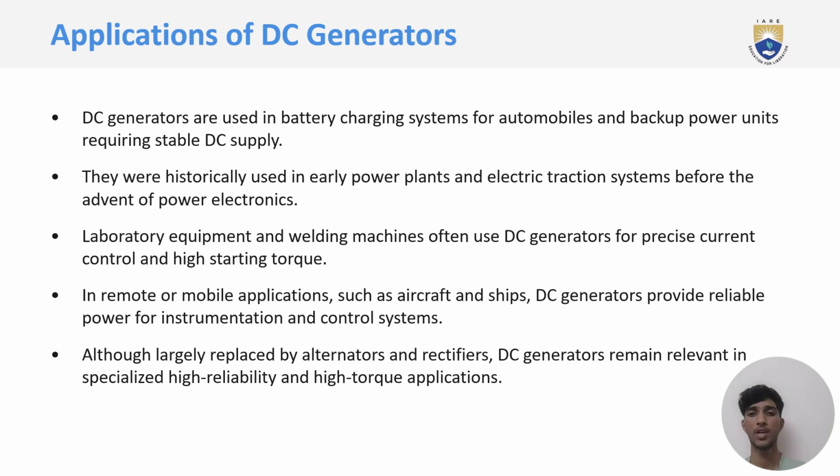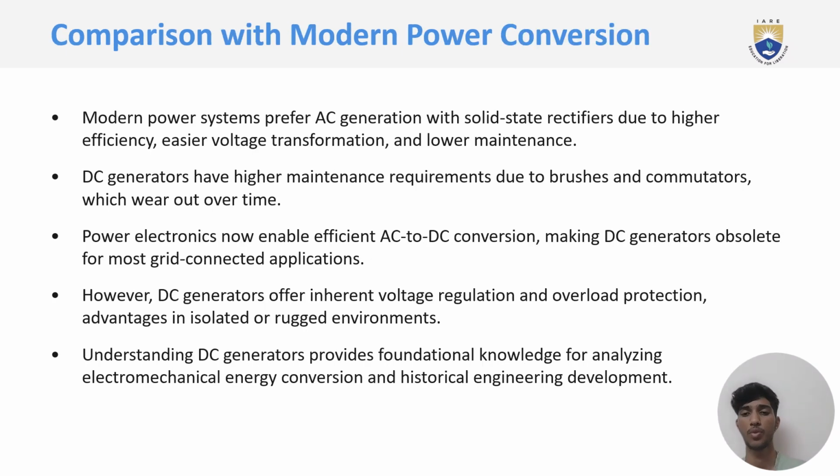Applications of DC generators. DC generators are used in many applications that require a stable DC supply. They are commonly used in battery charging systems and backup power supplies. They are also used in electroplating processes, welding machines, and laboratory equipment. In earlier electrical systems, DC generators were used in traction systems and power plants. Even today, they are used in certain specialized industrial applications.